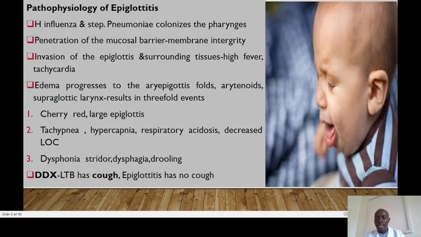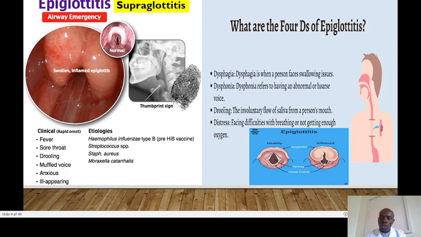So we could have redness with a large epiglottis. The patient also presents with tachypnea, increased respiratory rate, hypercapnia, respiratory acidosis, and decreased level of consciousness. Patient can also have dysphonia, stridor, dysphagia, and drooling. We have to do a differential diagnosis here, guys. If the patient has a cough, that will be laryngotracheobronchitis, and if the patient has no cough, that will be epiglottitis.